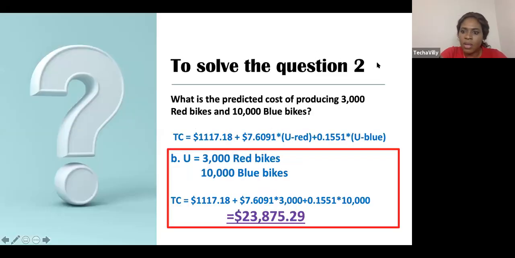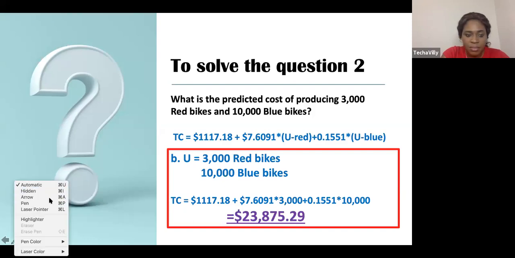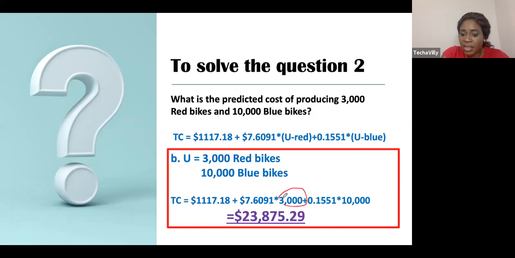So this is the solution that I just showed you, and this is the number. This is the total cost, and this is the number. This is the intercept, and this is the value from the regression analysis, and we multiplied it by 3,000. We multiplied it by this. This is the first unit we want to produce, and this is the second one. And we multiplied it by this and we got this.